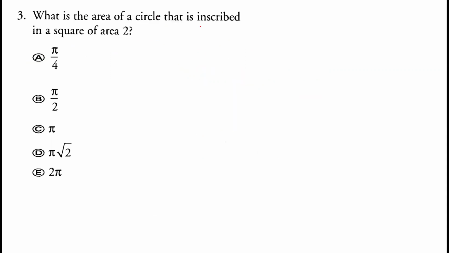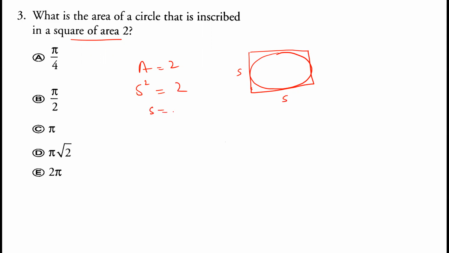Now what is the area of a circle that is inscribed in a square of area 2? So we have this square and the circle is inside this square. Now if the area of a square is 2, the area of a square equals s square. If the length of this side is s, then the length of this side will also be s for the square. So s square equals 2, s equals under root 2. So we know that the length of each side equals under root 2.